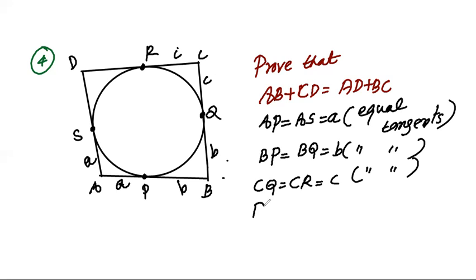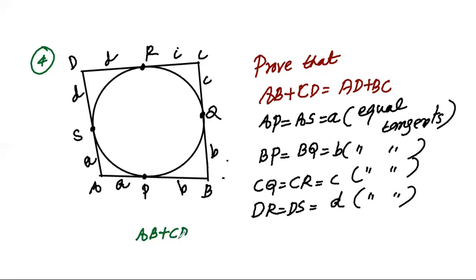Finally, D is another external point. So from D, DR and DS are 2 tangents. Both have the same length, d. The equal tangent concept is stated. So these points I can easily write according to the concept of equal tangents. Now you come to the question. The question says LHS as AB plus CD. You can see that the length of AB is AP plus PB, which is equal to a plus b, plus CD, means CR plus RD from the figure, which is equal to c plus d. So I'm getting AB plus CD equal to a plus b plus c plus d, which is my LHS.